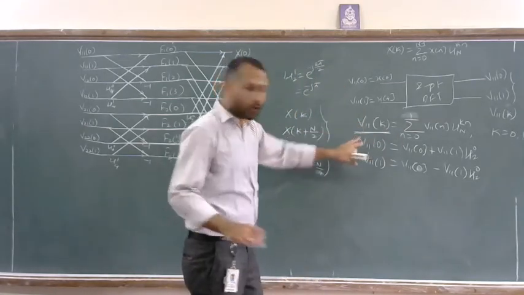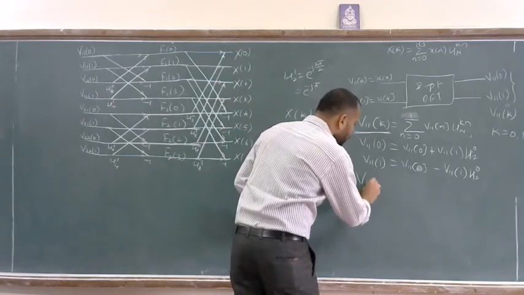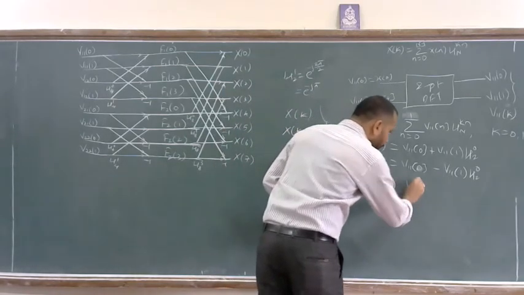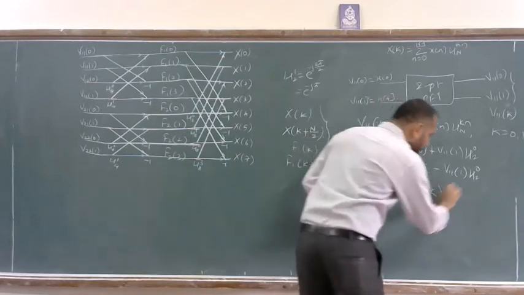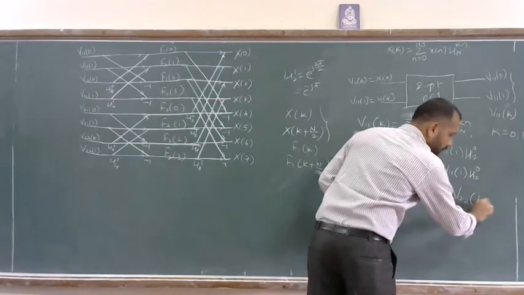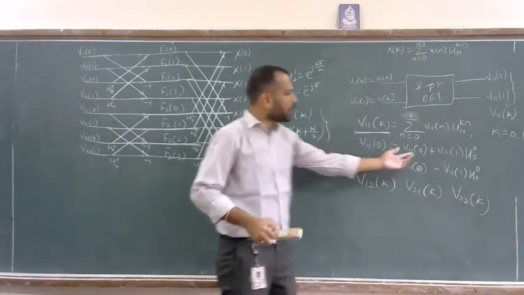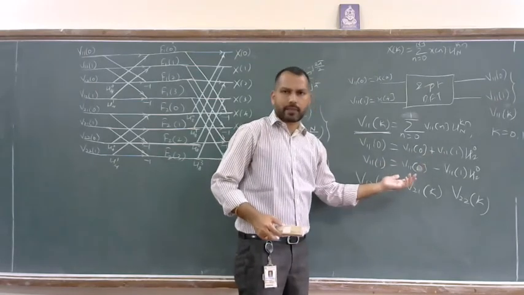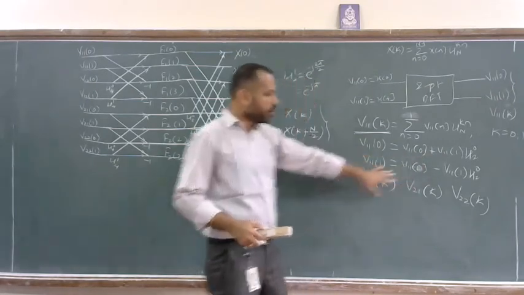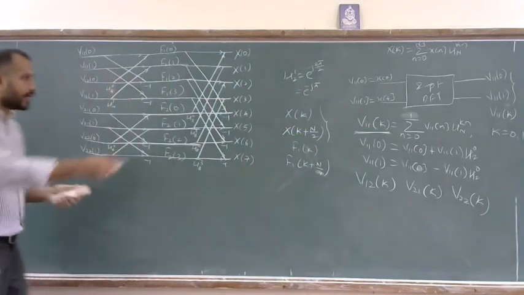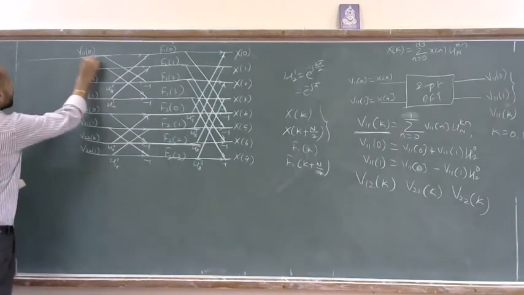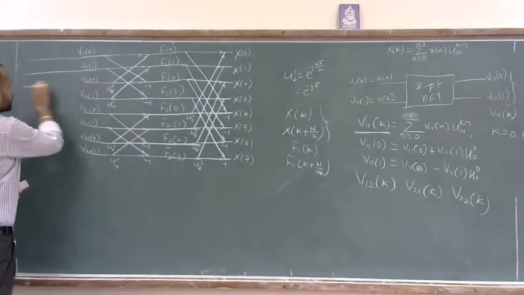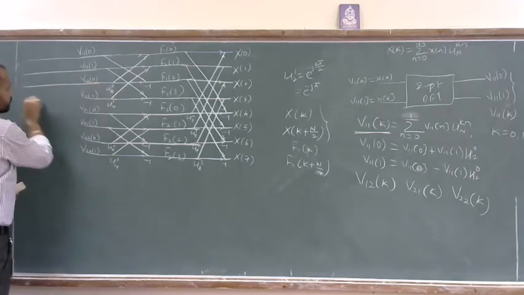Now these two equations are for V11 of k only, the first 2-point DFT. The same set of equations will apply for V12 of k, V21 of k, and V22 of k. The only changes will be in these discrete time samples. Likewise, you follow this, you will get that. So I'll represent them in terms of this signal flow graph.